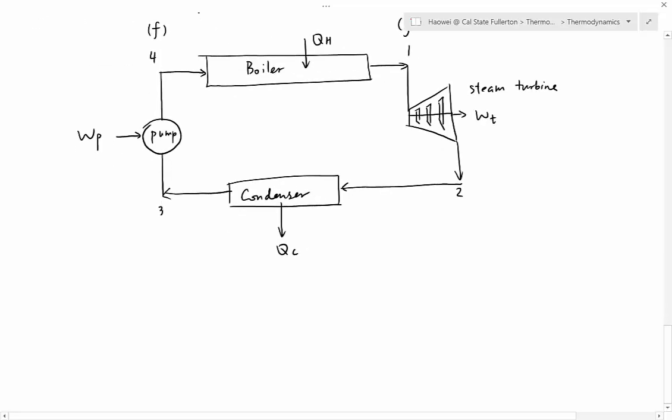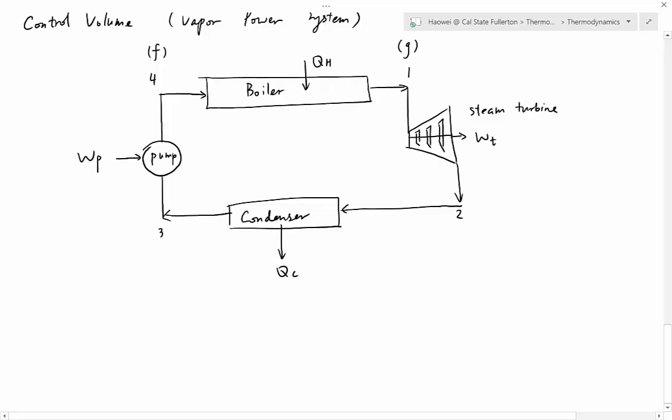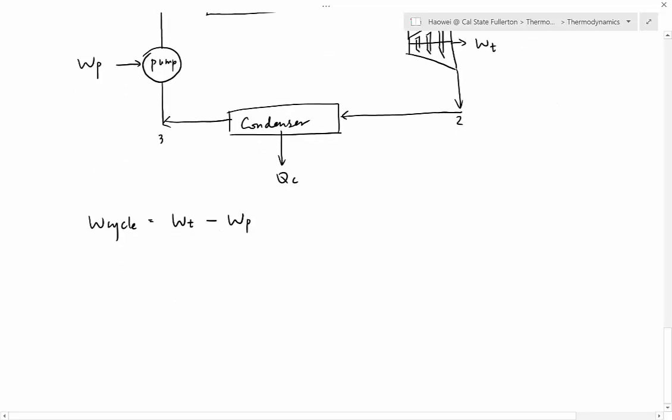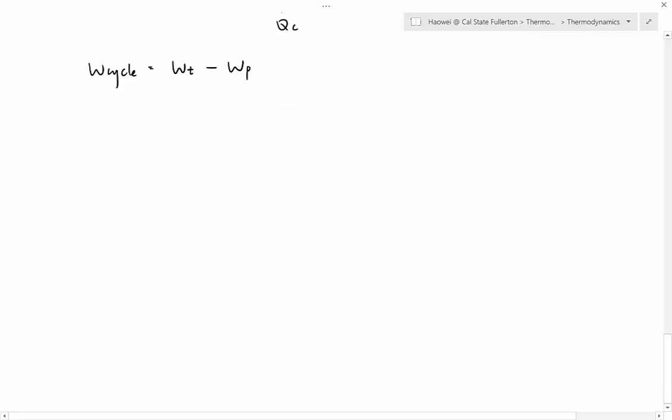So what is the total amount of electricity this power cycle can generate? We call it W cycle. This is the net amount of work you can generate out of this thermal power plant. What is it? It should be WT minus WP. WT is the work generated from the turbine. WP is the work consumed by the pump, and the difference between them is the net amount of work you can generate as electricity. Next, we will sketch this process on a P versus nu diagram.